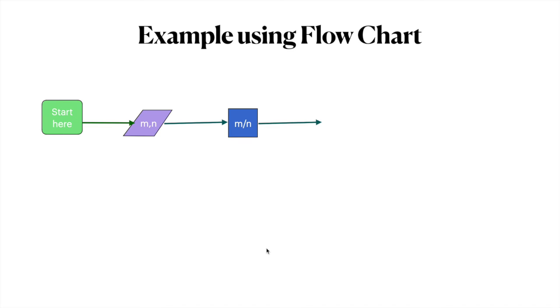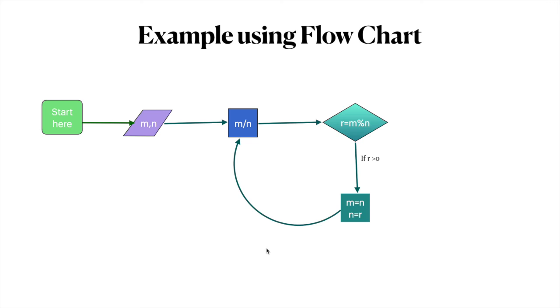So when we divide m by n, if there is a remainder, we will assign it to r. There will always be a remainder, either it's 0 or greater than 0. So that's why we used a diamond to decide whether the remainder is 0 or greater than 0. If the remainder is greater than 0, we will do another process, whereby we assign the value of n to m and the value of the remainder to n. Then after we assign these values, we will go back to the process of dividing m by n.